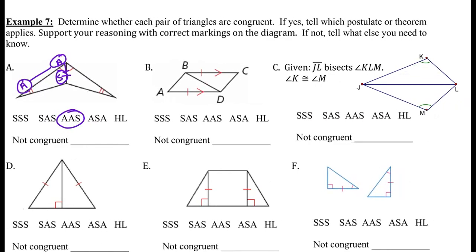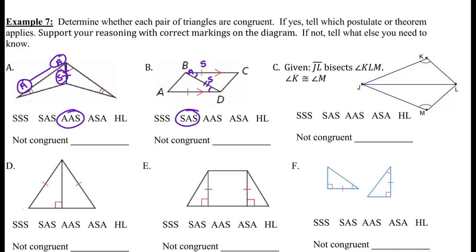Moving to B, marking that middle segment, because again, reflexive. We already have one tick mark, so I'm going to go ahead and mark it with 2. We have our parallel lines, which means we can mark those alternate interior. So we have a tick mark S, we have an arc mark A, we have a tick mark S. So SAS is what we want to mark there for B.